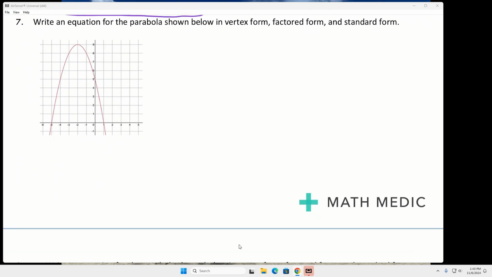Let's look at 7. So we have this equation, and we are going to do all the forms. And so vertex, factored, and standard form. So if we can start with any, we can't really start with standard, but we can start with vertex or factored. I'm just going to start with vertex. So I know my vertex is up there at -2, 9.